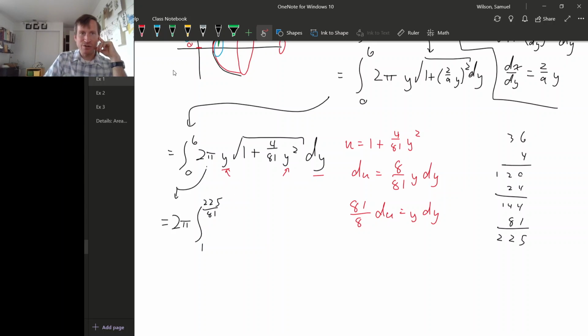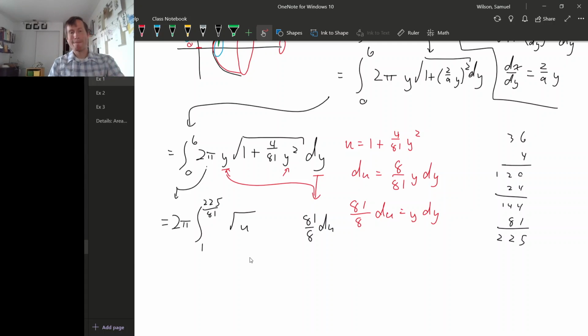So y goes together with dy to make (81/8) du. And then this square root just turns into the square root of u. So let's see, we can cancel this 2 with part of this 8, so that leaves a 4 down there. So 81 over 4. And then when we integrate, we get (2/3)u^(3/2).